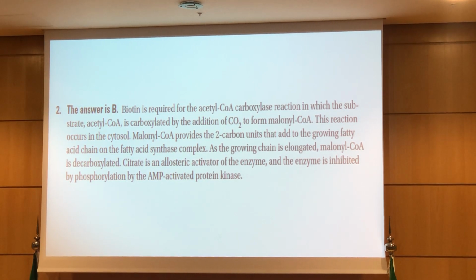Okay? But that's the answer. Again, citrate is an allosteric activator of the enzyme. You know what the word allosteric means. You've done the enzyme lecture. And the enzyme is inhibited when it is phosphorylated, as you rightfully pointed out.